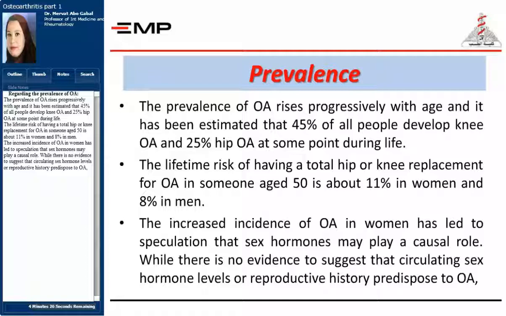The increased incidence of osteoarthritis in women has led to speculation that sex hormones may play a causal role, while there is no evidence to suggest that circulating sex hormone level or reproductive history predisposed to osteoarthritis.